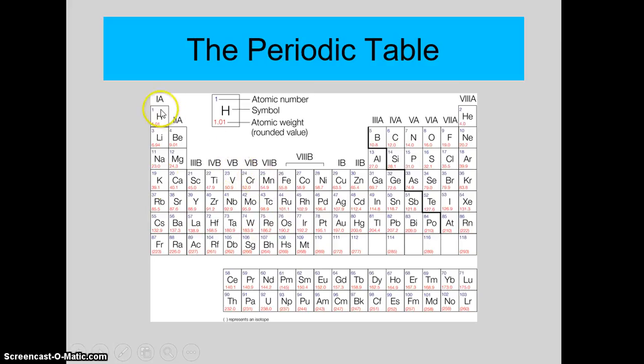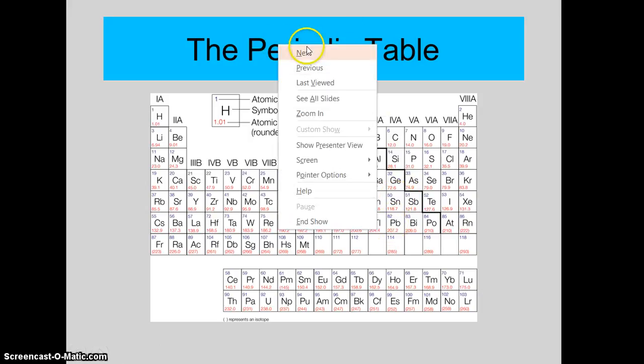Get used to the fact that the first two columns are the A's, and then you come over here for 3A, which is aluminum, and then 4A through 7A, these are all the nonmetals. And they only go down until you hit this jagged line. For example, notice lead here or tin are not part of group 4A. They don't act like carbon at all. These are clearly metals.